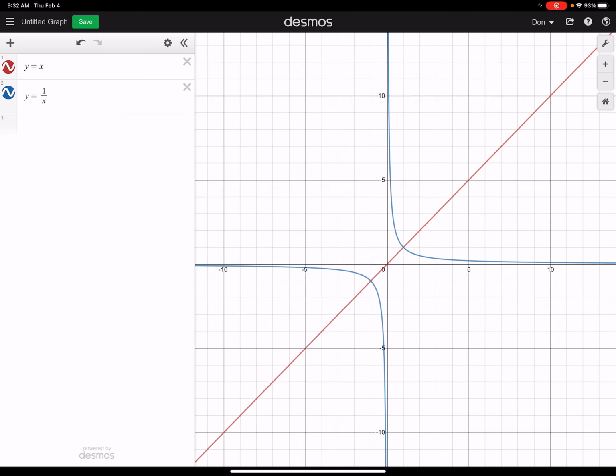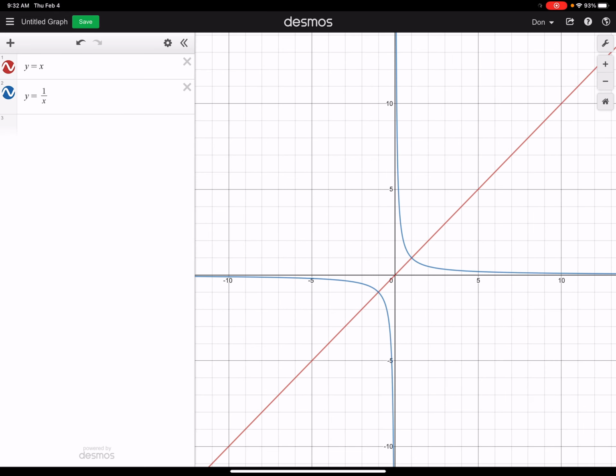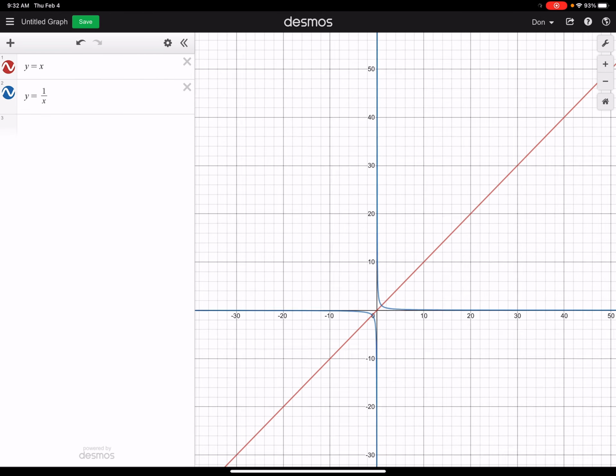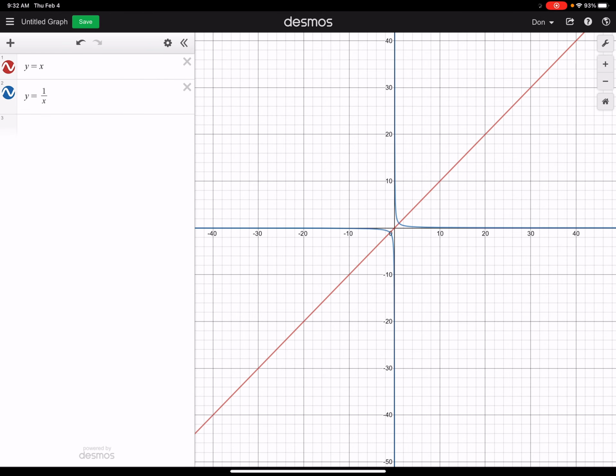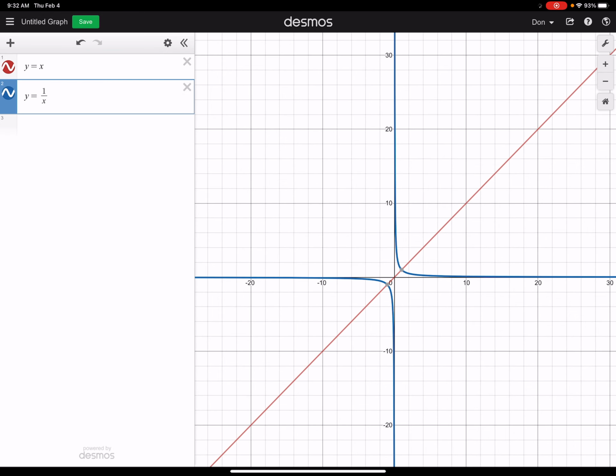So you can easily see what's going on here, and I can even zoom out so that I can see that, yes, in fact, it is staying in quadrant 1 and quadrant 3, and all the features are as I already saw.